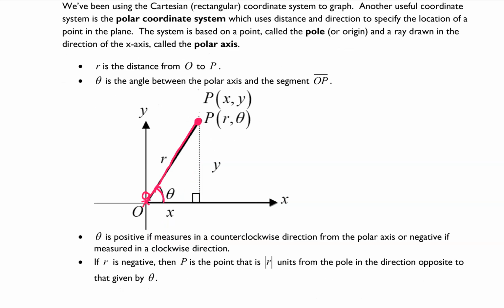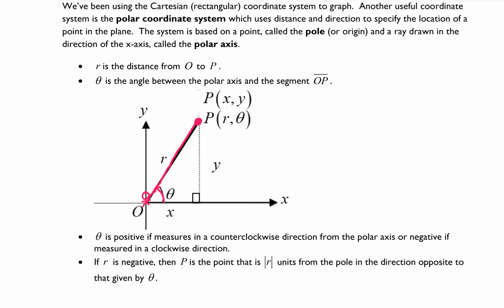Theta is positive if measured in a counterclockwise direction from the polar axis. So this is the polar axis here, and if we rotate in a counterclockwise direction, then theta is positive. And it's negative if measured in a clockwise direction, which we should be used to because that's how we've been measuring angles previous to this. If r is negative, then P is the point that is the absolute value of r units from the pole in the direction opposite to that given by theta.